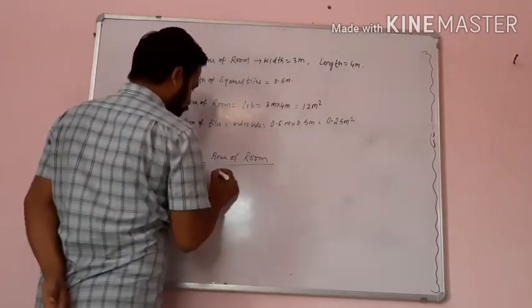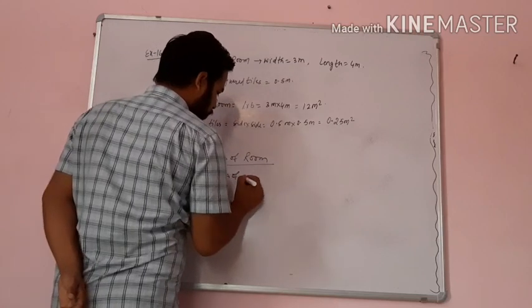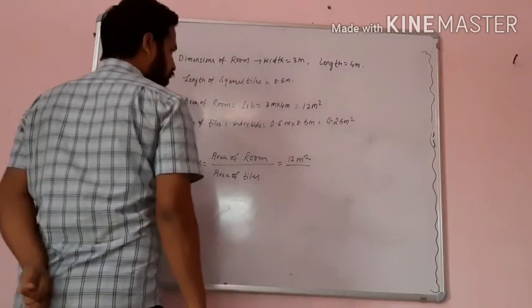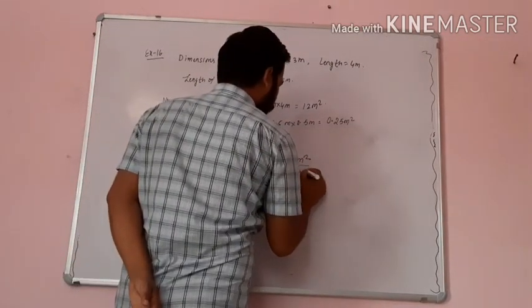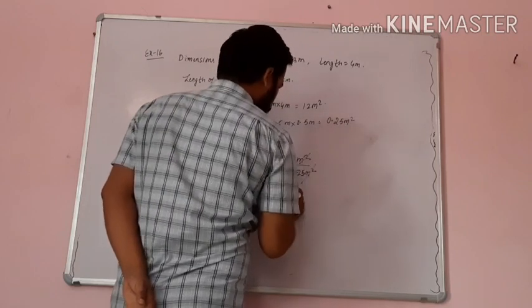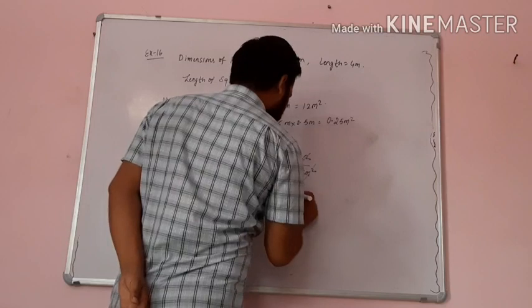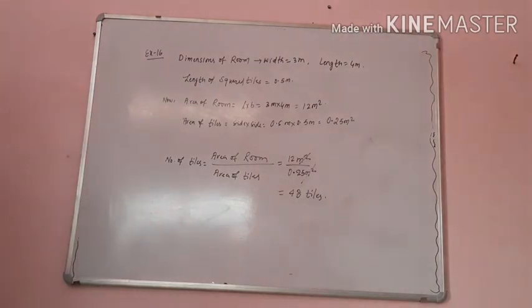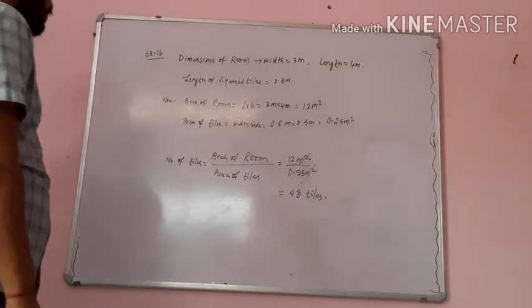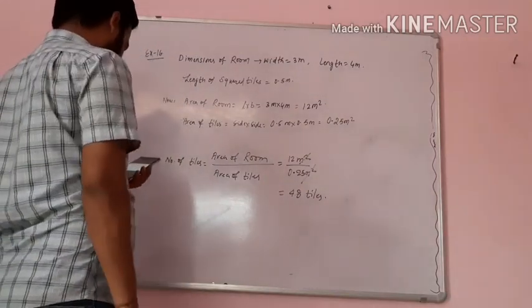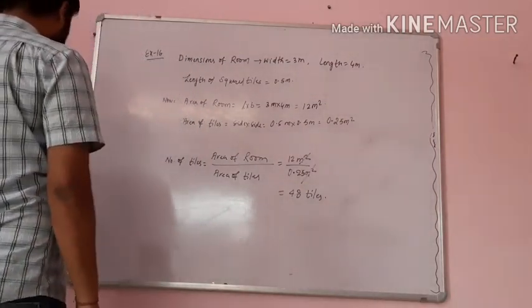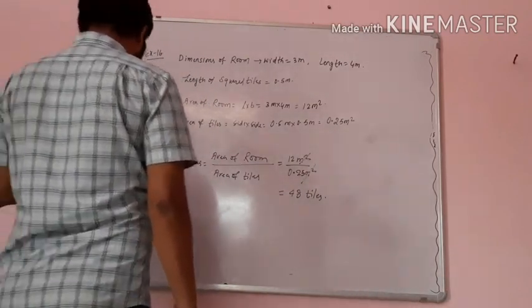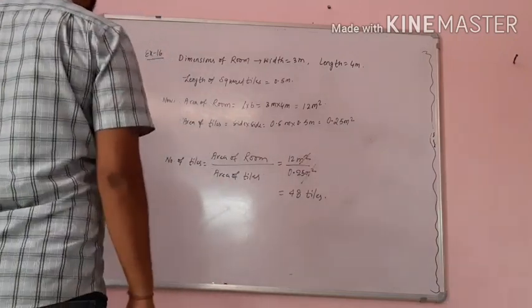Now, the number of tiles is given by the area of the room upon the area of a tile. The area of the room is 12 meter square and the area of a tile is 0.25 meter square. So we will get 48 tiles. The number of tiles required is 48 tiles. Now we have solved example number 16.